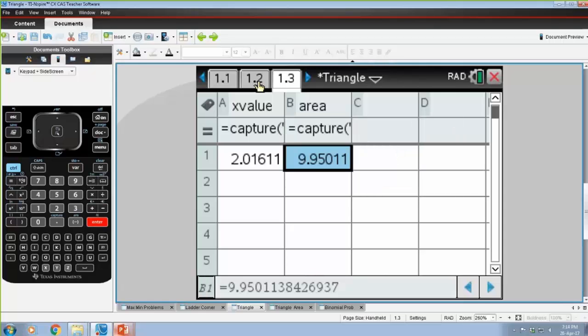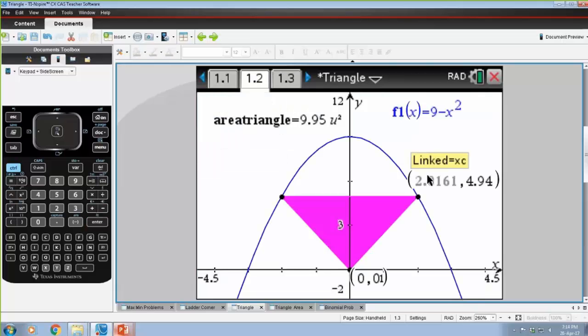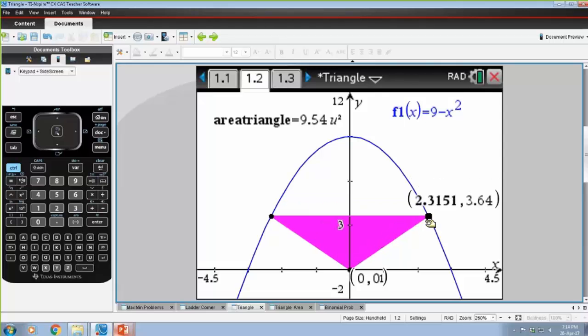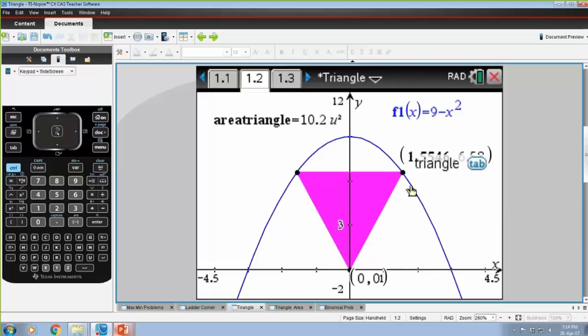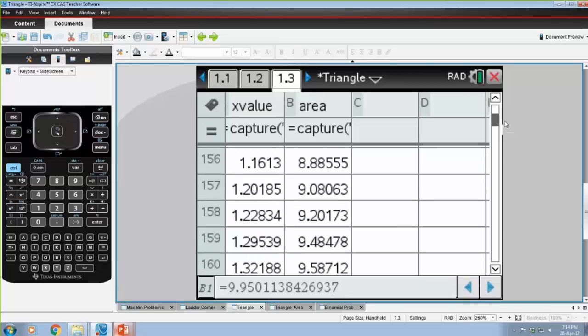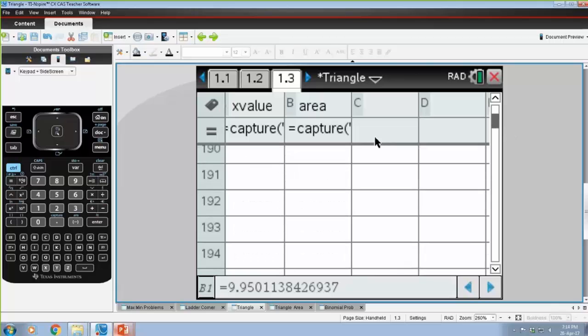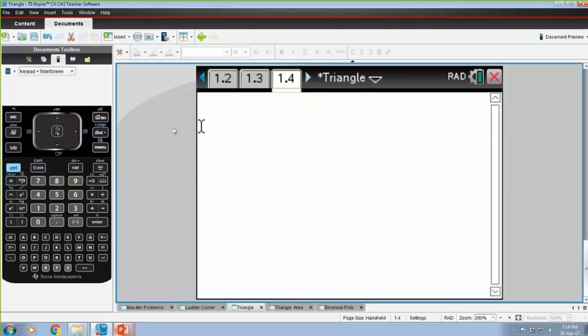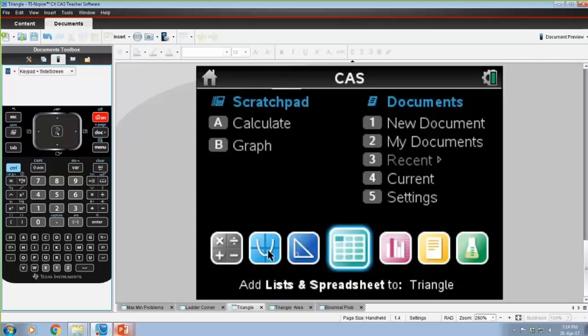Alright, now this has only got one value in it, but when I come back now and move this point, which I can move very, very slowly backwards and forwards, and when I now go to my spreadsheet, all the values are now captured. So we've got, I don't know how many values, but at least 170 or so values there. So what we're going to do now is actually plot those values on a graphs page. Okay, so we're going to plot these.